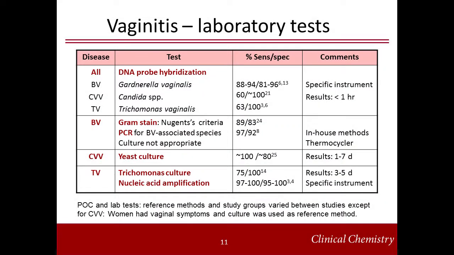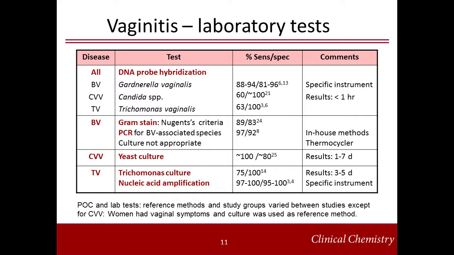On this slide, we have a table showing laboratory tests for bacterial vaginosis, Candida and Trichomonas infections. The first one is based on DNA probe hybridization that combines the detection of all 3 infections in one test. It seems to be more sensitive for the detection of bacterial vaginosis than the other 2 infections.